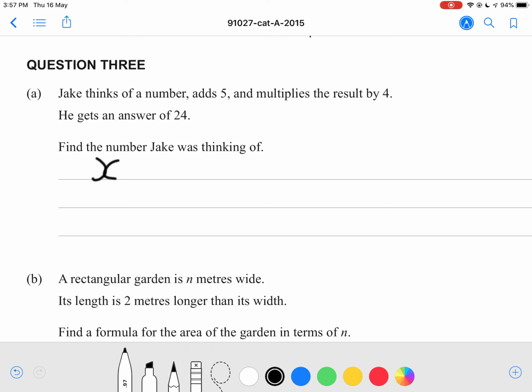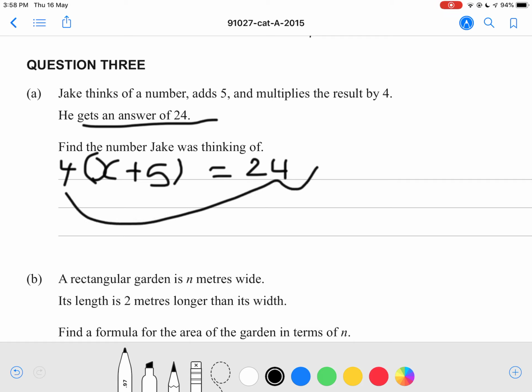So Jake adds 5 to the number, so x becomes x plus 5, and he multiplies the result by 4. So he multiplies x plus 5 by 4, so this whole thing times 4. Alright? And then he gets the answer of 24. So 4 times x plus 5 is 24. And therefore, we can rearrange the equation. So we move the 4 to the other side of the equation. That will give us 24 divided by 4, so that's 6.